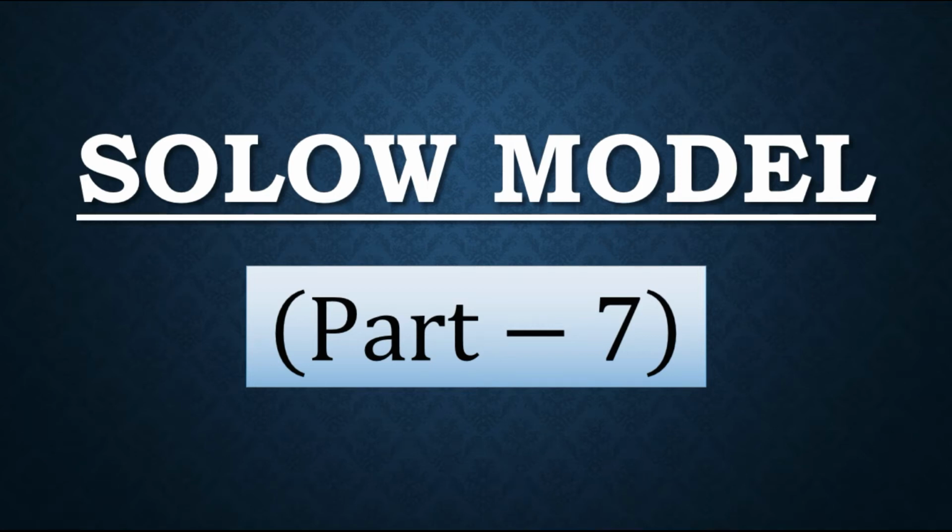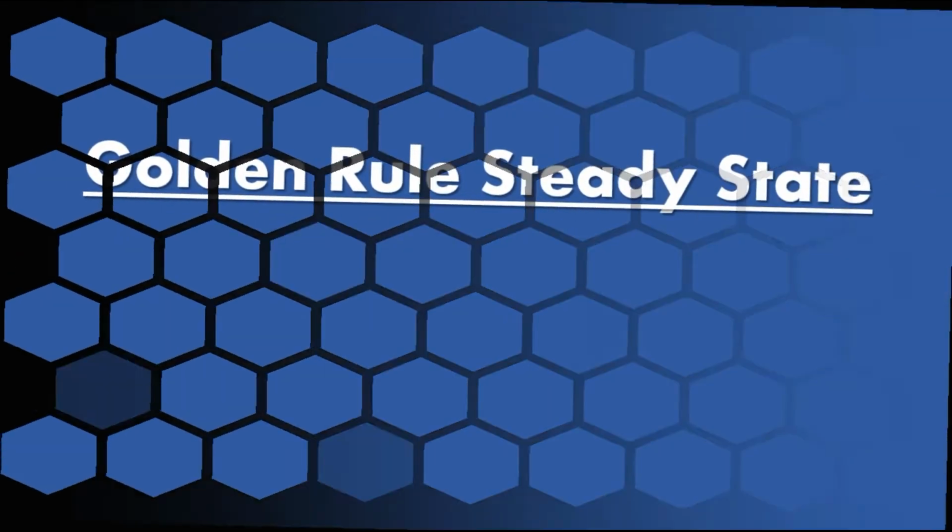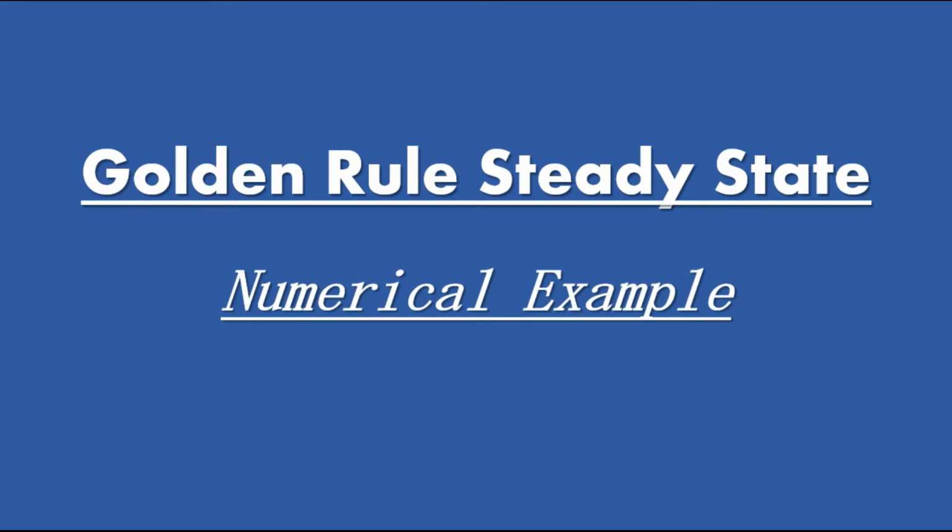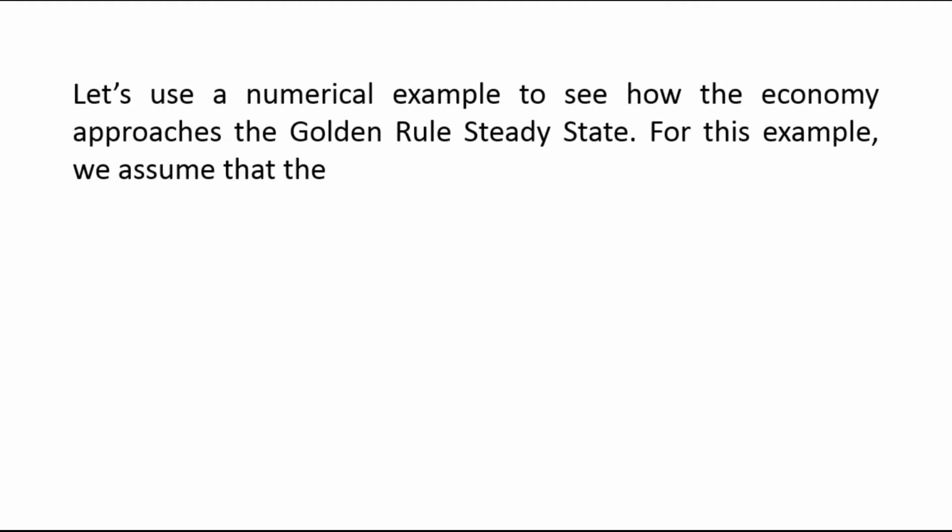Hello students, today we are going to start with part 7 of Solow model in which we will talk about golden rule steady state, a numerical example. Let's use a numerical example to see how the economy approaches the golden rule steady state.